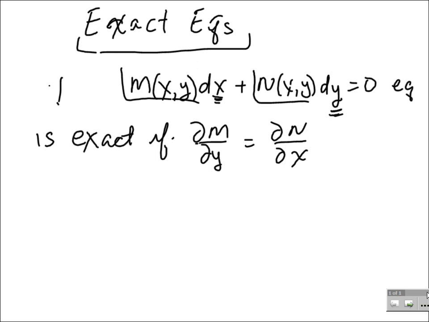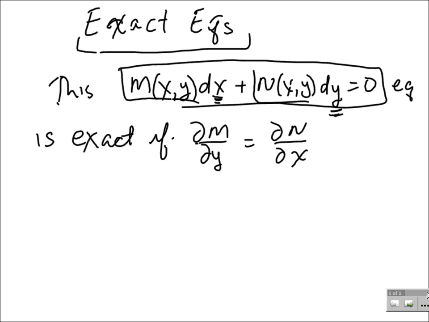Okay, so that differential equation, now it has to equal 0, is exact if the partial of M with respect to y equals the partial of N with respect to x. Now, notice that that says x and that says y. With respect to our alphabet, x comes before y. And over here, I have M and I have N.